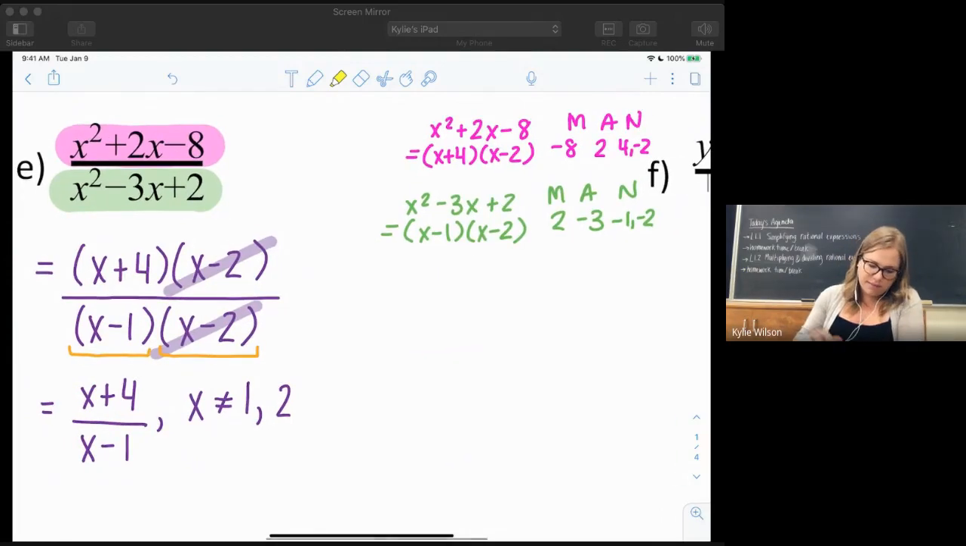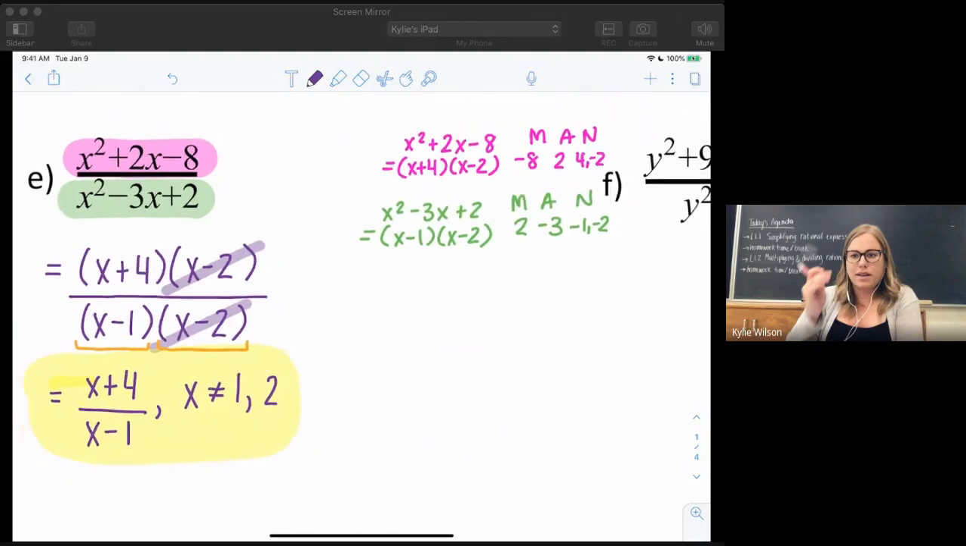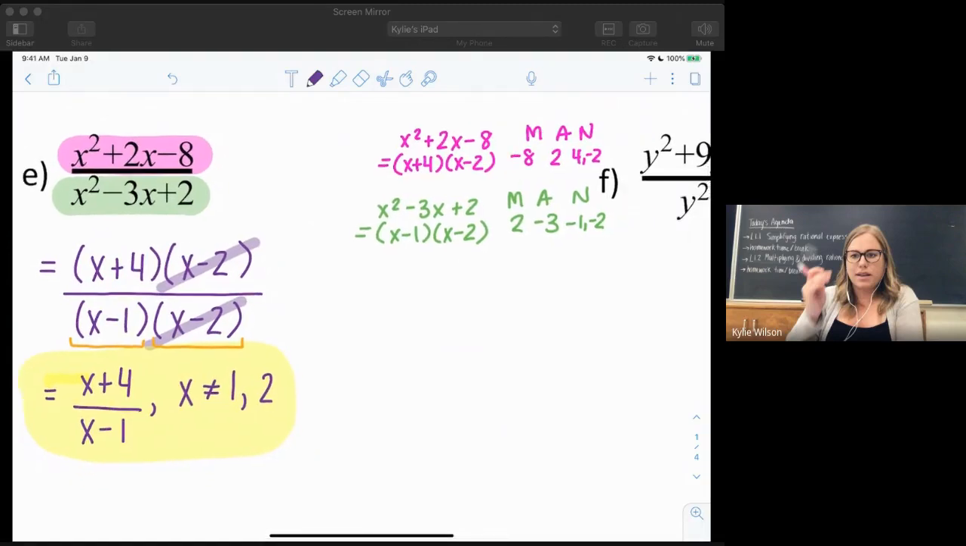All right, let's move on to our next example. Don't mind the bells going off like crazy.